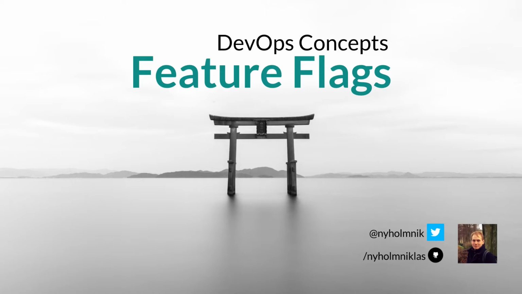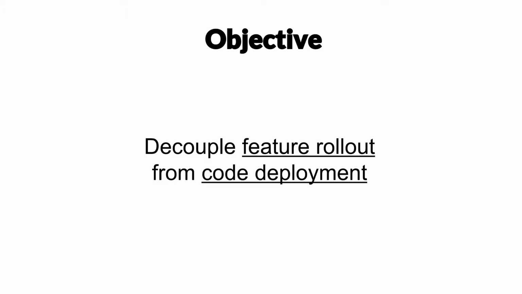Today we're going to talk about feature flags. The objective of feature flags is to decouple feature rollout from code deployment. Decouple is basically just a fancy word for separating. So we want to separate the release of new features from the actual deployment of our code.